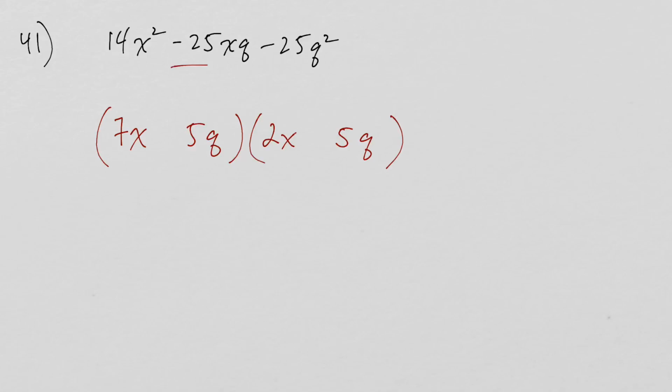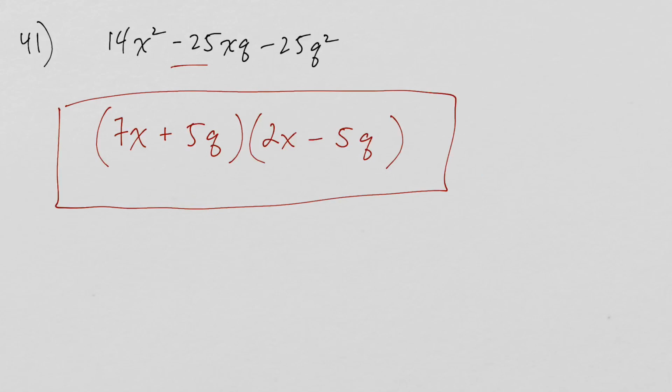Well, I'm trying to get to a negative 25. So if I put a negative here, that'll get me negative 35 on the outside. So a positive here gets me to a positive 10 on the inside. And that really does add up to my negative 25 in the center.